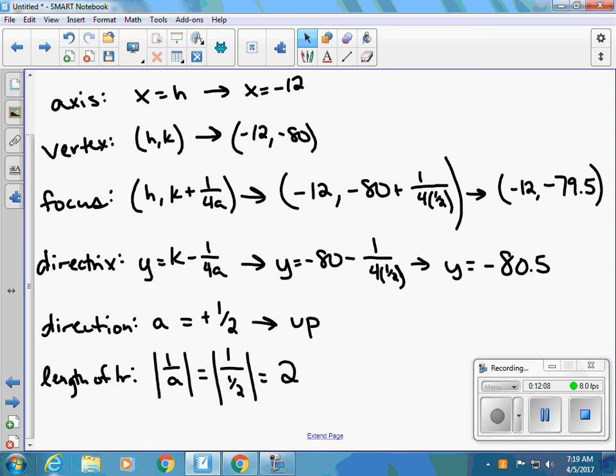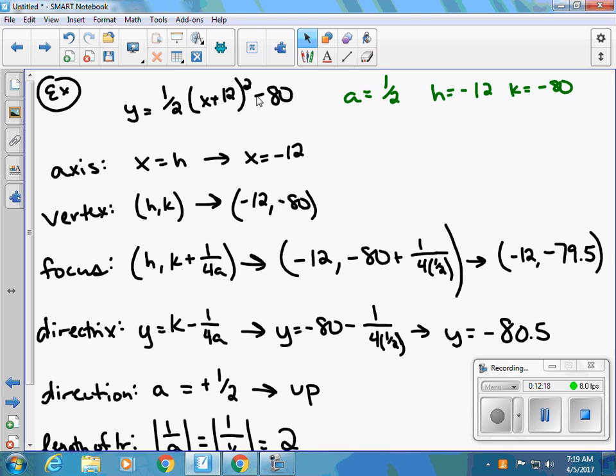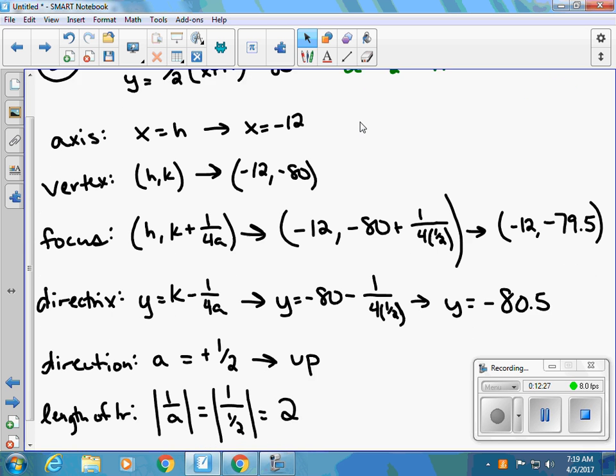So all of this information is to help us with the graph. There are different ways to show this. The other thing is your equation will not always be in this form. You might have to rearrange it in order to get it in that form, which is what we will actually be doing in class.